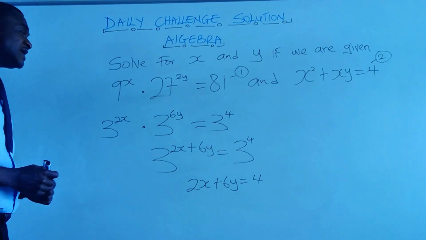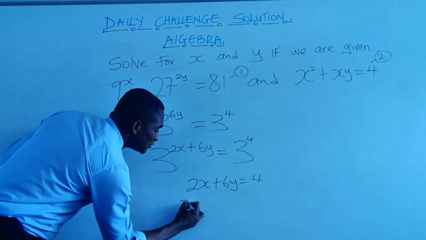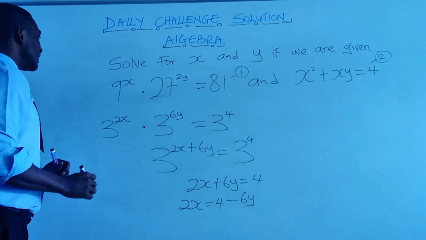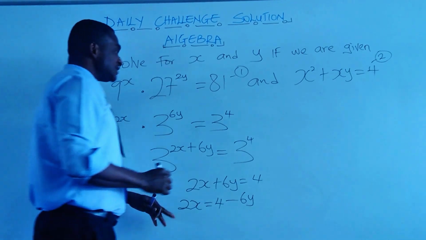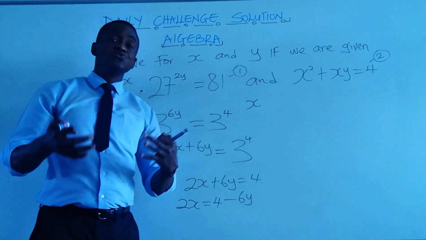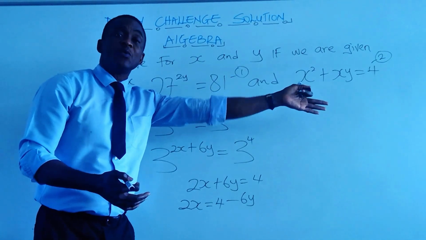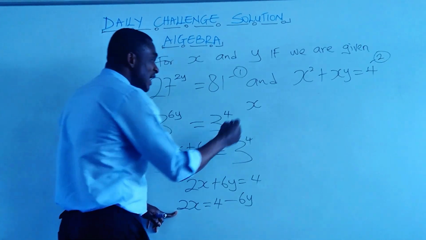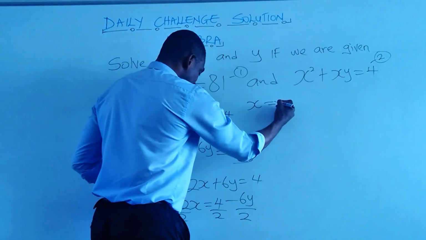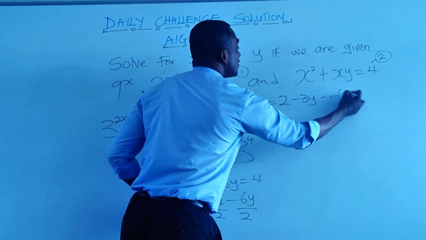We can refine this and make x the subject of the formula. So going forward, we can have 2x equals 4 minus 6y. That means we can have x as the subject. Why do we need this? Because in this simultaneous equation, we are going to use what we call the substitution method, because we need to plug in the value of x into the second equation before we can solve. So if we divide all through by 2, we will have x equals 2 minus 3y. And we can call this our equation 1.